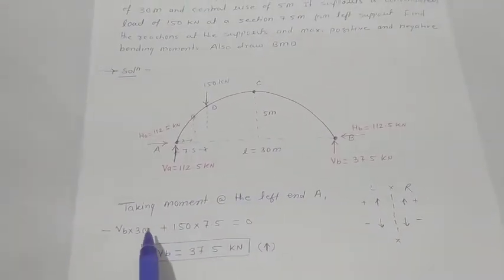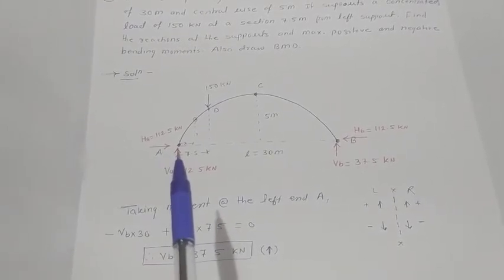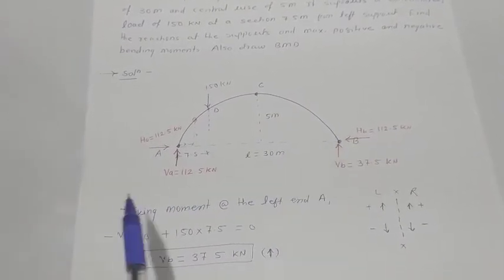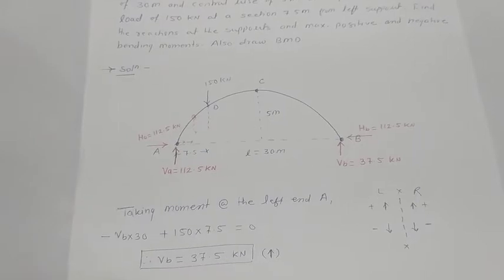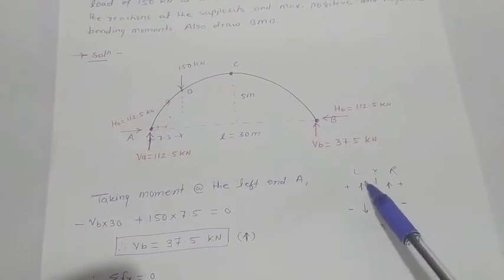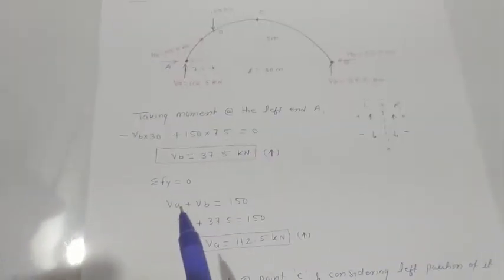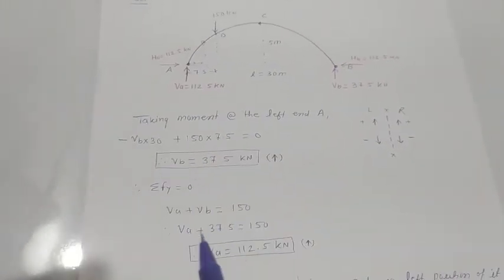By taking moment about left end, that is A. So we will take the moment about point A and consider the right side. So minus VB into 30 plus 150 into 7.5, you will get VB. For this one I followed the sign convention: upward positive, downward negative. Now the next condition is summation Fy is equal to 0. So Va plus Vb minus 150. From this equation you will get the value of Va.